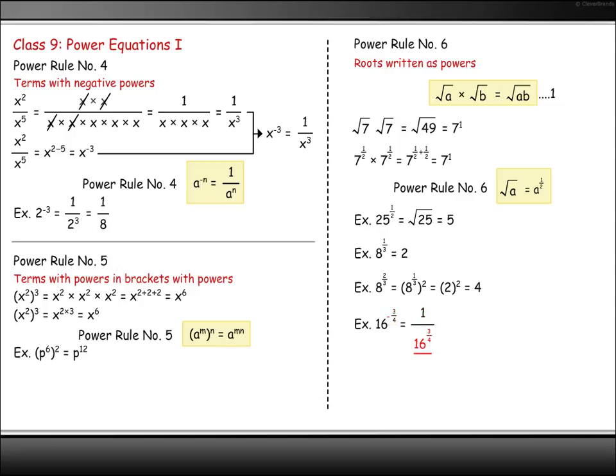Now use power rule number 5 to change the number into 16 to the power of a quarter, all cubed. 16 to the power of a quarter is 2, because 2 multiplied by itself 4 times gives 16. 2 cubed is 8, giving an answer of 1/8. You can check the answer on your calculator.